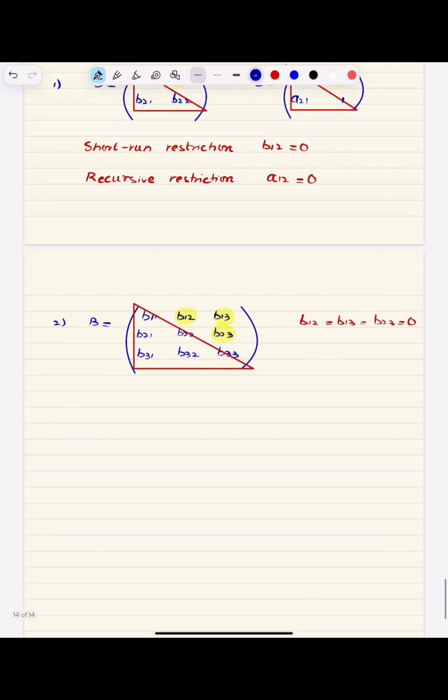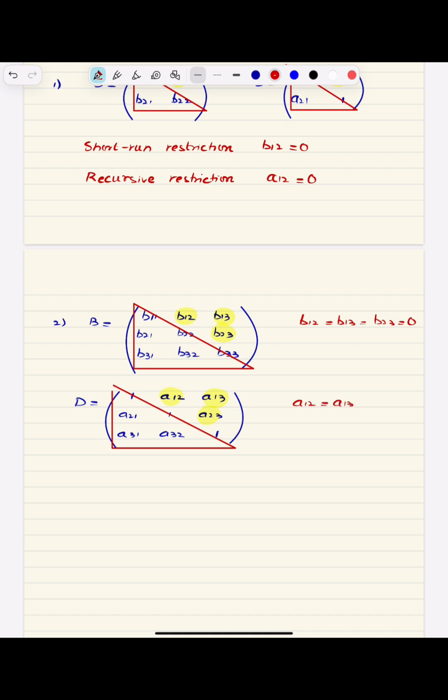Okay, what about the recursive restrictions? The matrix D is also going to be 3 by 3. So 1, A12, A13, A21, 1, A23, A31, A32, 1. Oh yeah, this is going to be a 1. Okay, again, when we make this triangle, we can see that the recursive restrictions that we need to place are going to be that A12, A13 and A23 are equal to 0.